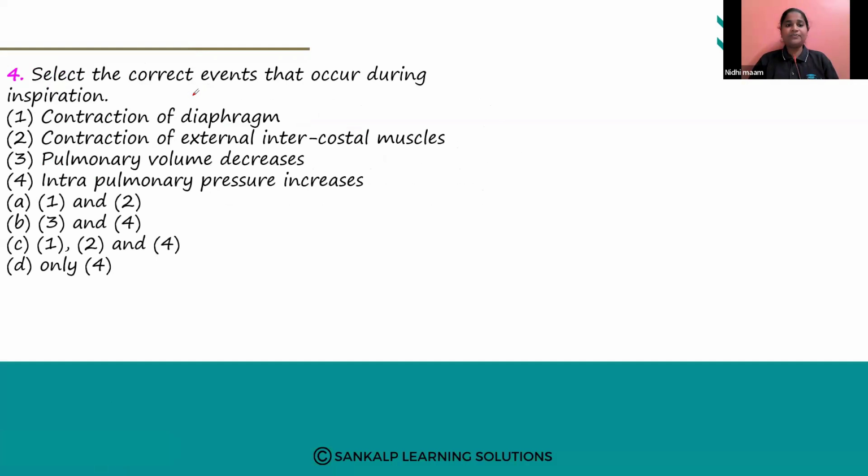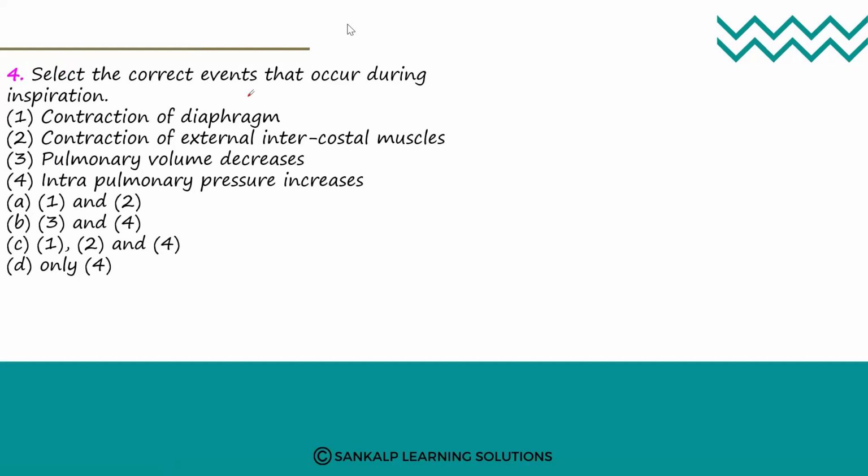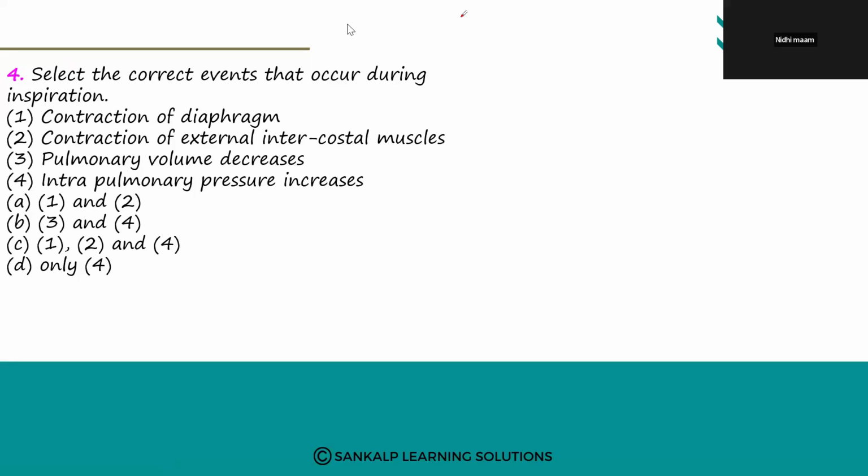Contraction of diaphragm, contraction of external intercostal muscles, pulmonary volume decreases, intrapulmonary pressure, means within pulmonary or within lungs pressure, increases. So what happens during the inspiration?